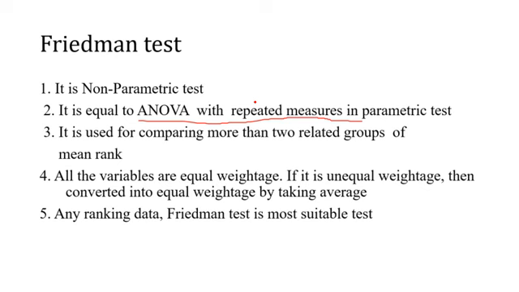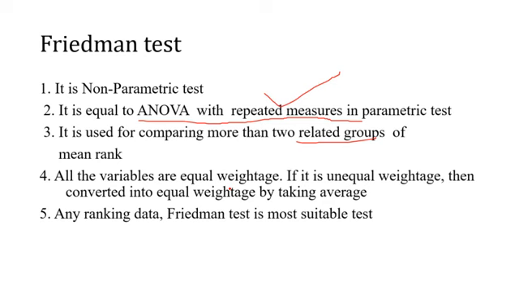Fine. That is a parametric test. When you are unable to go for the parametric test, the non-parametric equivalent, the Friedman test, will be used. It is used for comparing more than two related groups, related groups on the same sample, on mean rank. This is the example I gave. Pre-test, post-test and follow-up data is a very classical example through which you can understand repeated measures ANOVA as well as the Friedman test.